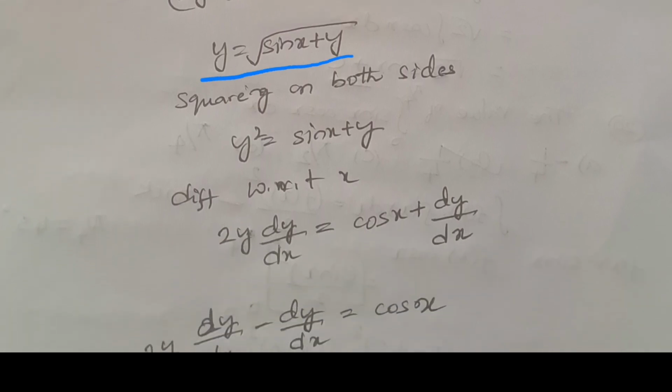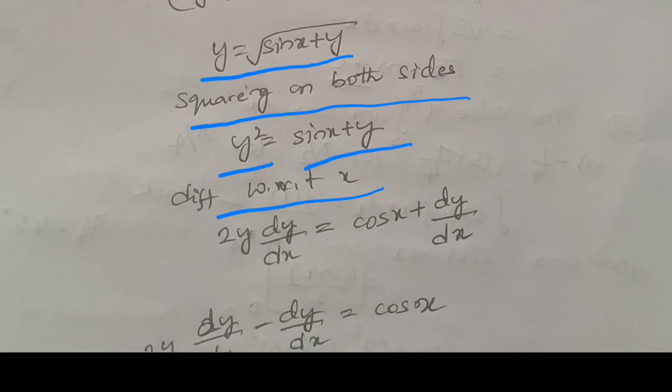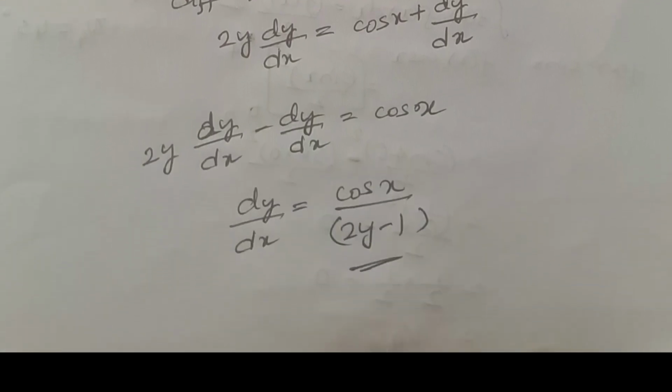As it is, you write down, squaring on both the sides. So you will get y square, and the square root on the right side will get cancelled, leaving sin x plus y. Now you have to differentiate both the sides with respect to x. Differentiation of y square is 2y into dy by dx. Sin becomes cos, positive. Differentiation of y is dy by dx.